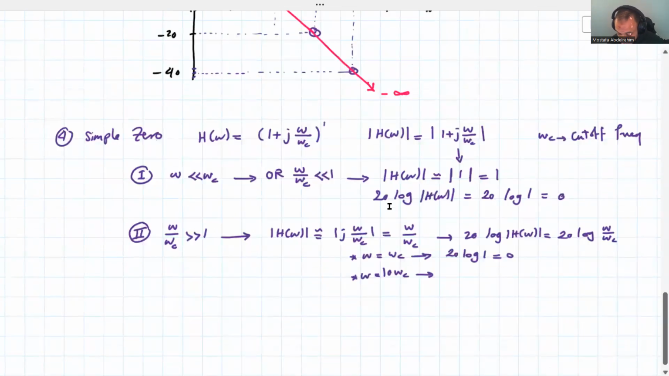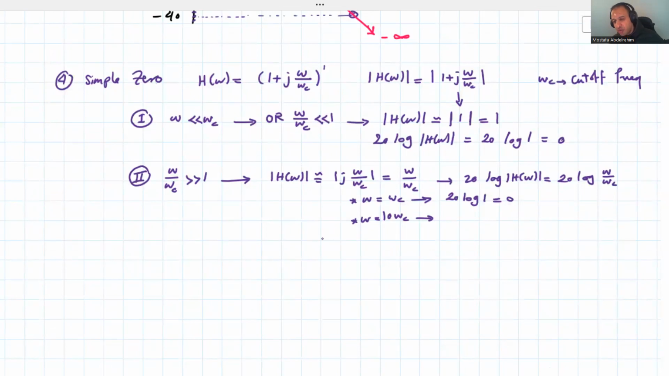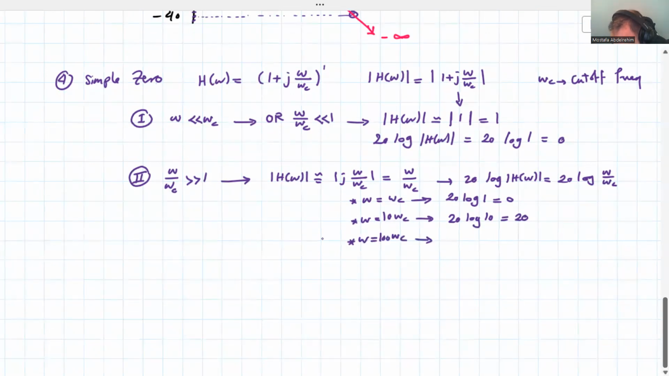Here, the first value we assumed is omega c, so everything else will be in terms of omega c. So 10 omega c, then 10 multiplied by 10 omega c, which is 100 omega c, and so on. Anyway, 20 log. Now omega over omega c is 10. Log 10 is 1, so 20 multiplied by 1 is 20. Omega equal 100 omega c: 20 log 100. That will be 40, because log 100 is 2, and 2 multiplied by 20 is 40, and so on.